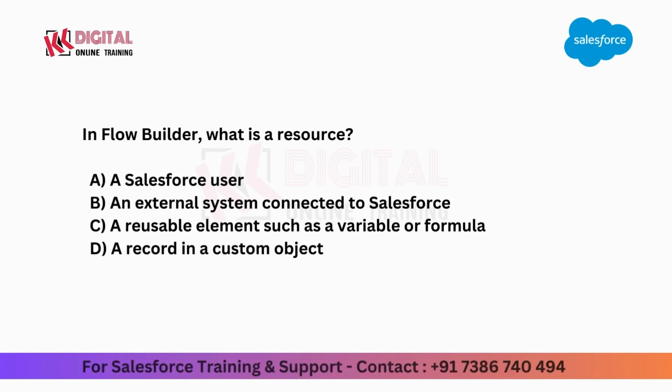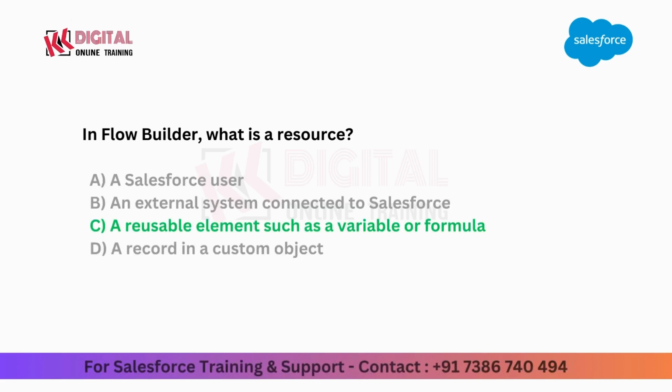In FlowBuilder, what is a resource? A. A Salesforce user. B. An external system connected to Salesforce. C. A reusable element such as a variable or formula. D. A record in a custom object. The answer is C. A reusable element such as a variable or formula.